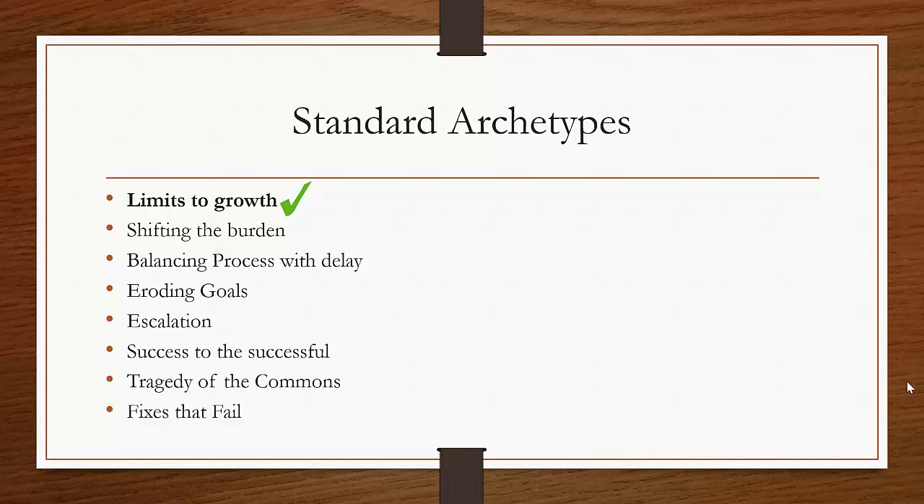Although I was unable to identify dominant loops, I also discovered a standard archetype. There are a variety of standard archetypes. There's limits to growth, shifting the burden, balancing process with delay, eroding goals, escalation, success to the successful, tragedy of the commons, and fixes that fail.